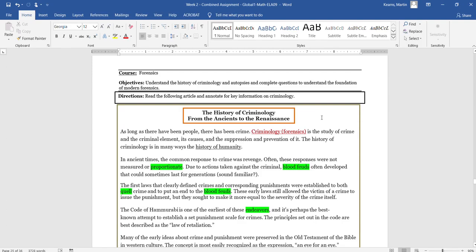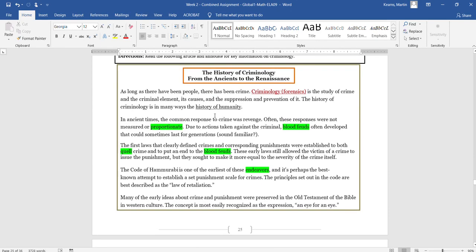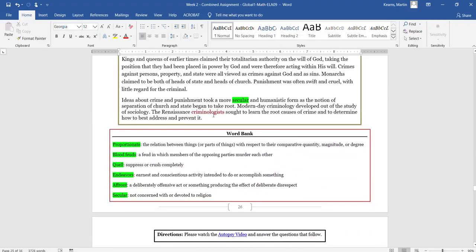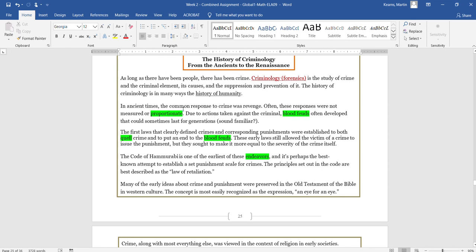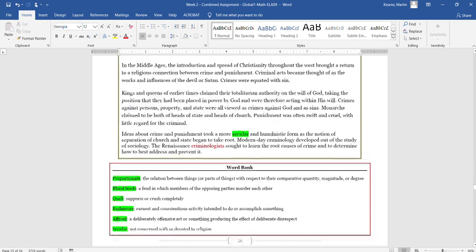Now we start forensics. The objective for forensics is to understand the history of criminology and autopsies and complete questions to understand the foundation of modern forensics. So you're going to read the article and annotate for key information on criminology. This text is the history of criminology from the ancients to the Renaissance. I'm going to read that out loud to you. Make sure you keep in mind that the green words here, which I'm not going to go into in detail right now, are available in the word bank at the bottom here.